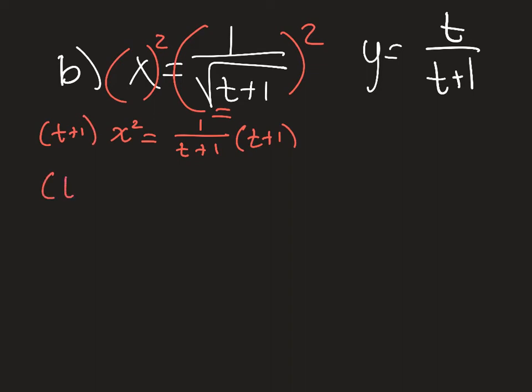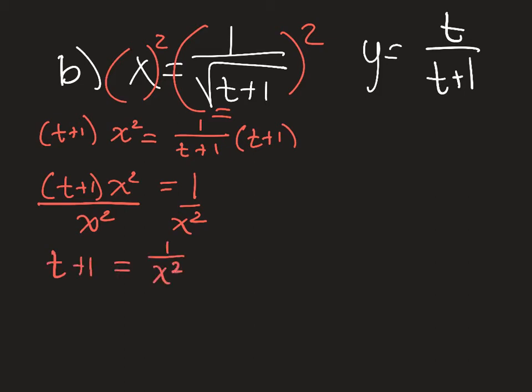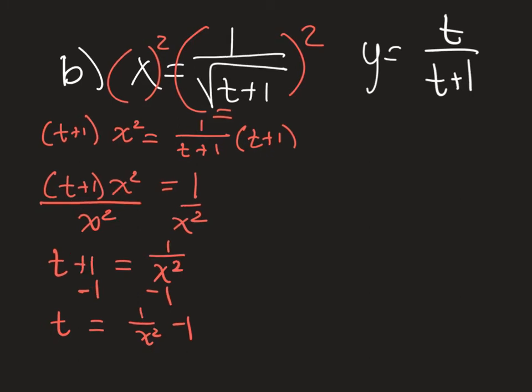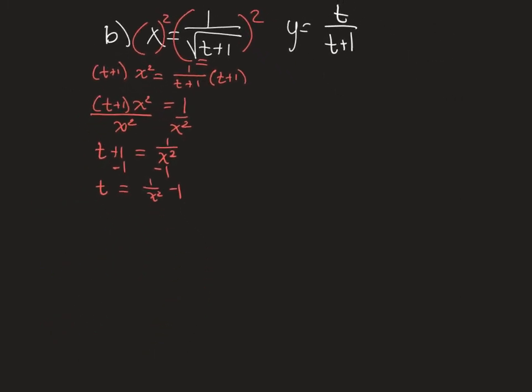So now I have (t plus 1) times x squared equals 1. And I'm going to divide by x squared on both sides. So now I have t plus 1 equals 1 over x squared. And then I'm going to subtract 1 from both sides, and so I'm going to get t equals 1 over x squared minus 1. And technically, that's all I needed to do to get the t by itself.